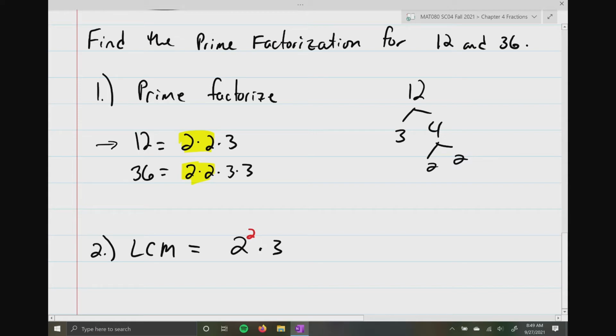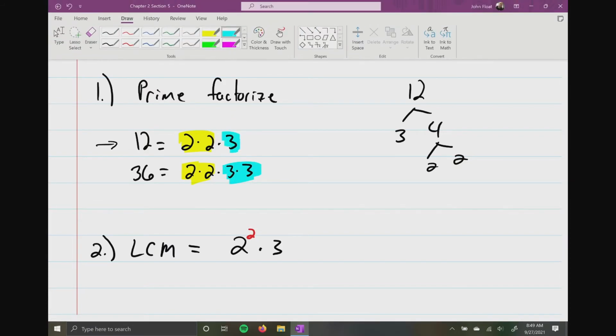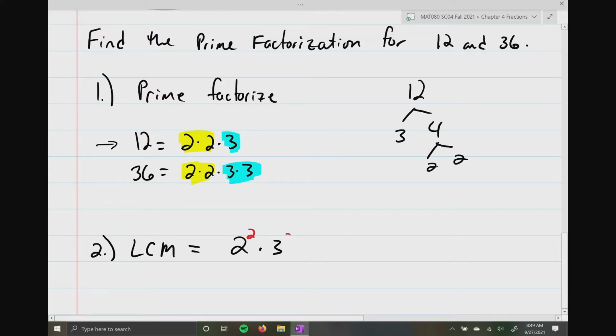Now the 3's. In the number 12, there's 1. However, in the number 36, there's 2 of them. So the exponent is going to be a 2, because you're looking for the most in any one prime factorization. Does that make sense? I think that's the hardest part. You're looking for the most in any one prime factorization.